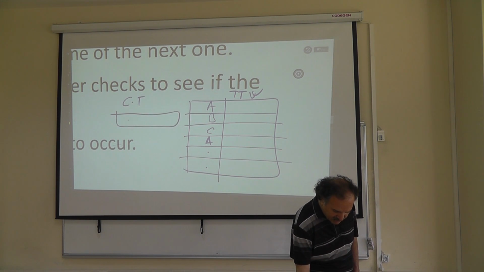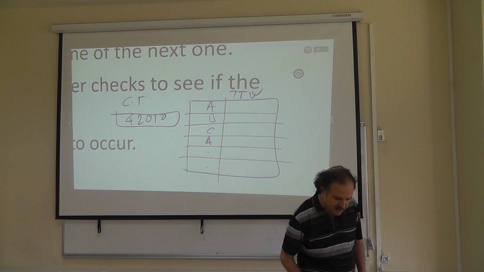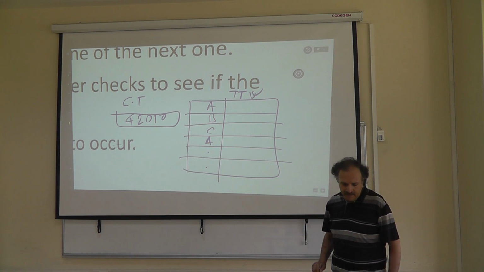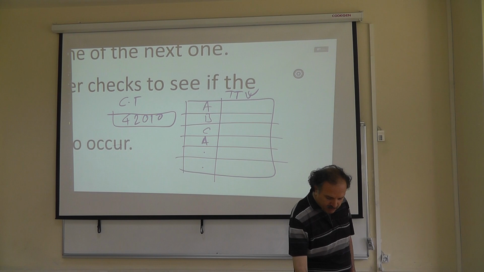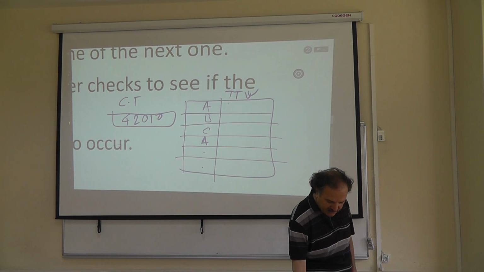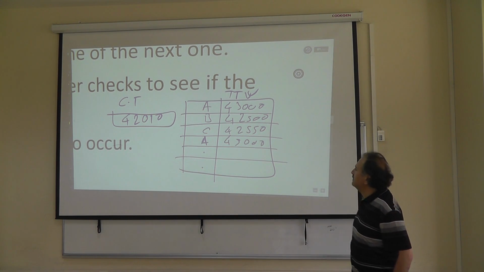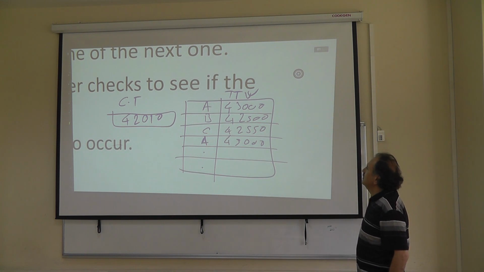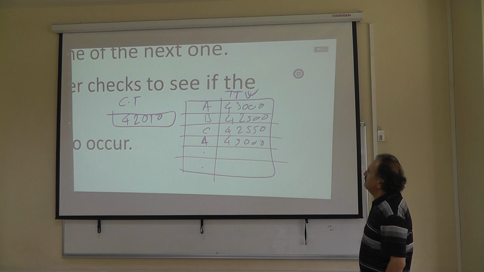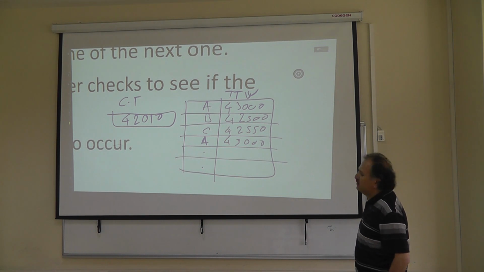Let's say my current time is 42,021. This is the number of ticks from the boot up time. This is my current time, and process A wants to be woken up at this one. Maybe this one is 42,500. This one is 42,550. And process A wants to be woken up again here. It has a table. It has the process names and the time where you need to send the signal to the process.